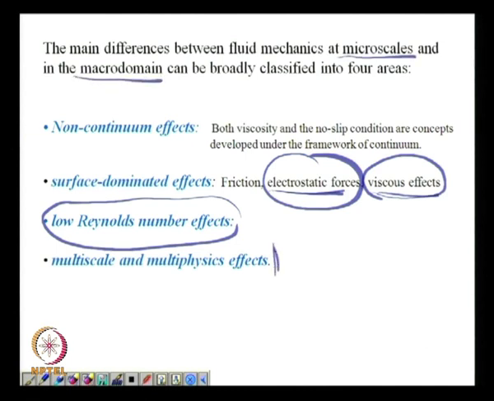And finally, this is going to be important, as I have described before, the scales are going to be vastly different.